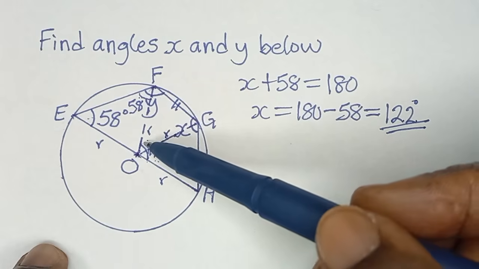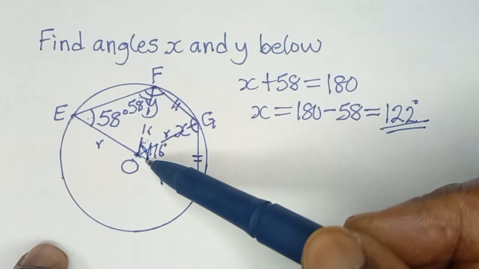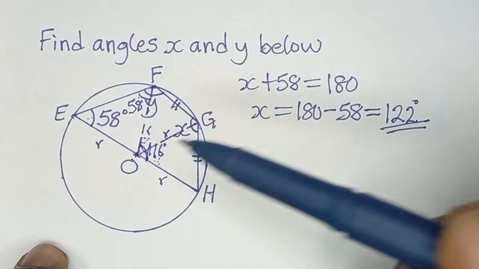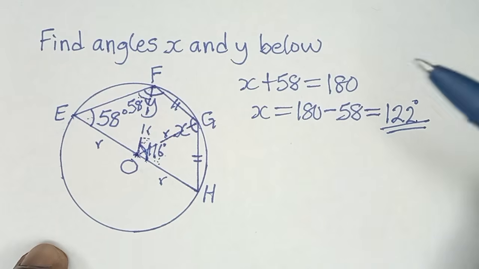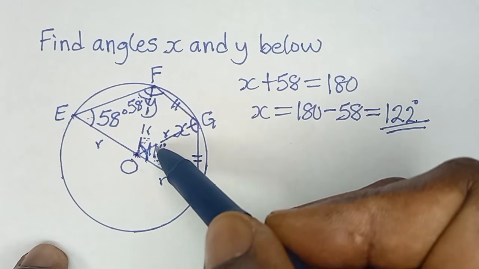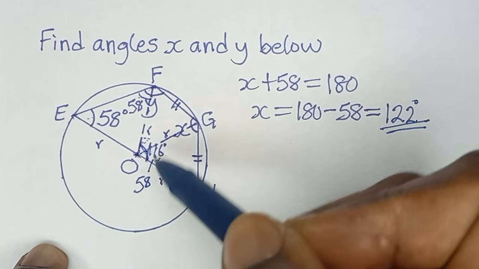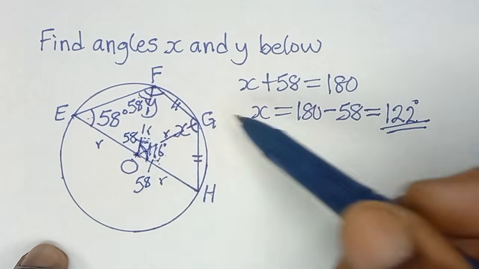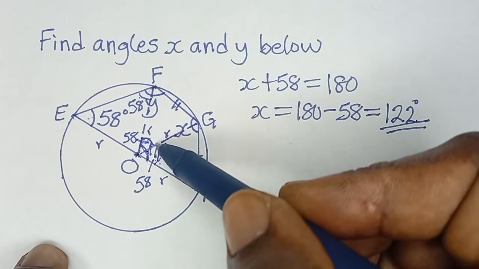So these two vertical angles have to be equal. So if the whole of this angle is 116, then sharing it equally between these two angles, I have 116 divided by 2, and that will give me 58. So that tells us that this angle here is 58, just as this angle here is also 58.